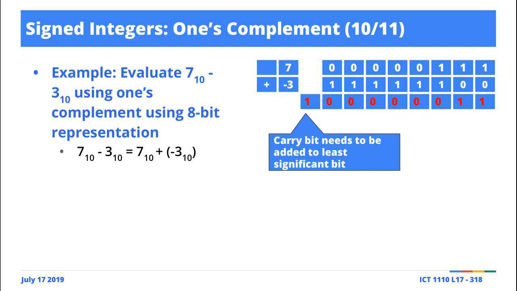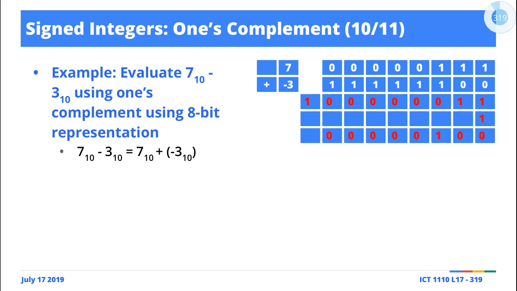We have an overflow. What do we do with the overflow? Yes, we add it. We must add it. When we add it, 1 and 1 is 0 remainder 1, 1 and 1 is 0 remainder 1, 1 and nothing is 1, then 0, 0, 0, 0, 0. Now I ask you, what's this value here in binary? What is 7 minus 3?